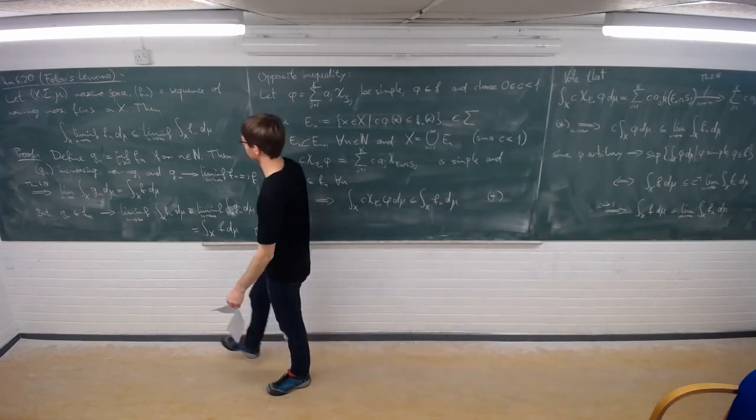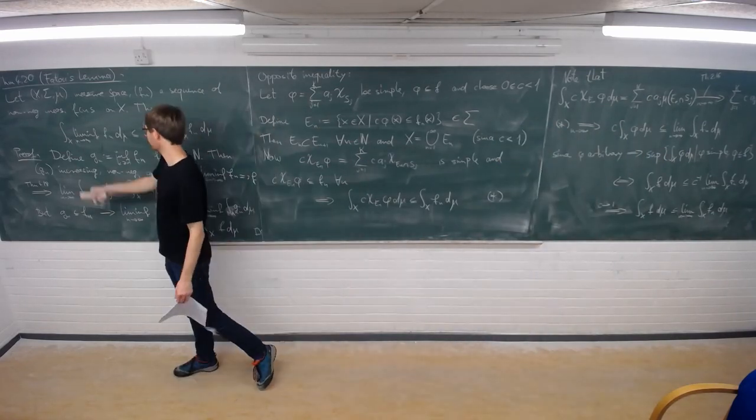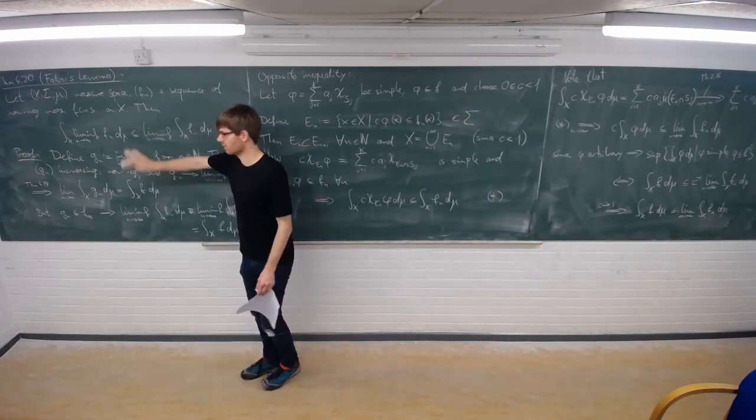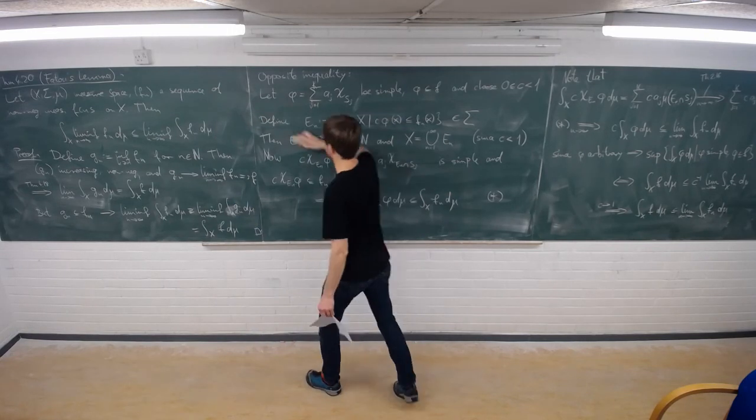So the proof of this is just one idea, namely to define this Gn in a convenient way and then apply the monotone convergence theorem.